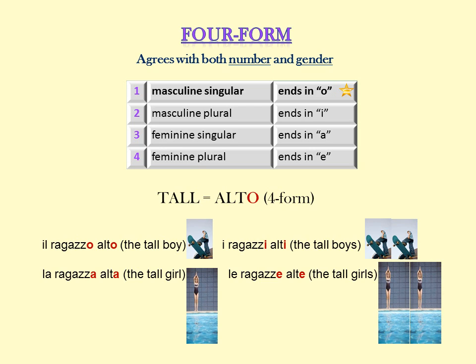So, in the case of alto, the masculine singular ending is O, il ragazzo alto. The masculine plural ending is I, i ragazzi alti. The feminine singular ending is A, la ragazza alta. And the feminine plural ending is E, le ragazze alte.